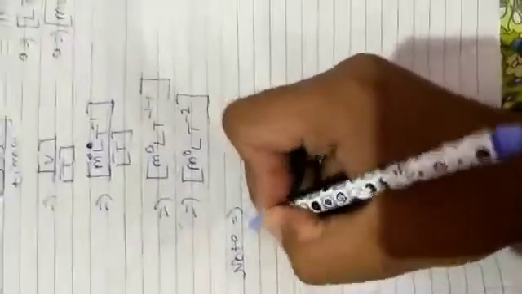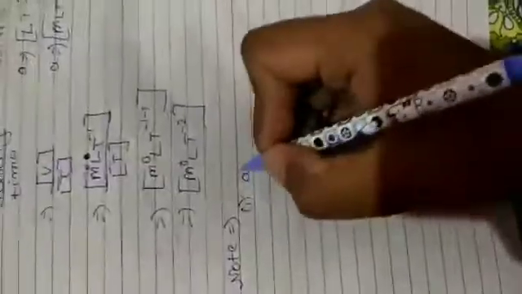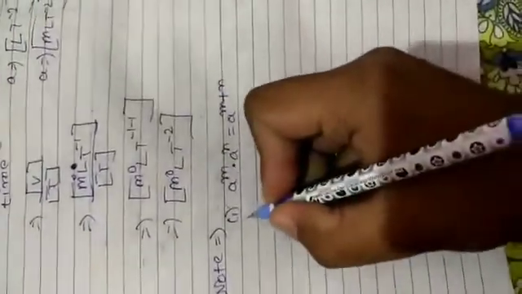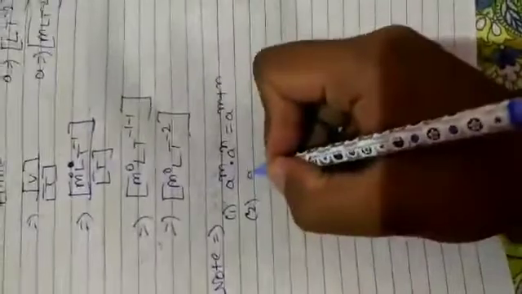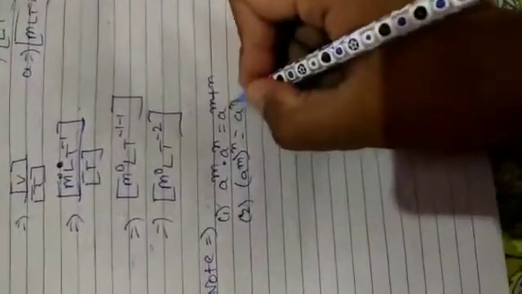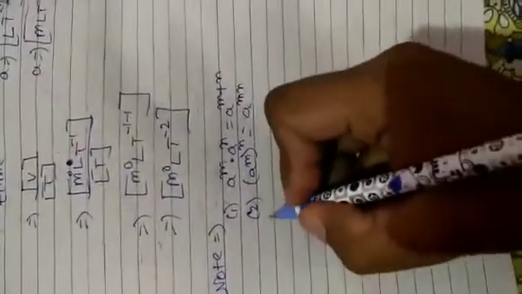Note a few things about exponents. As a power: a to the m into a to the n will be a to the m plus n, which is the product rule. Second one, a power m whole power n will be a power m into n.